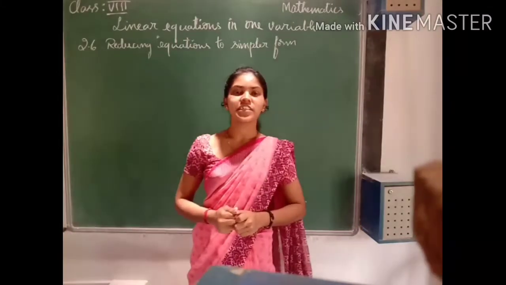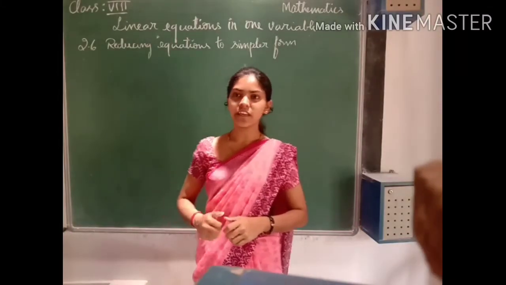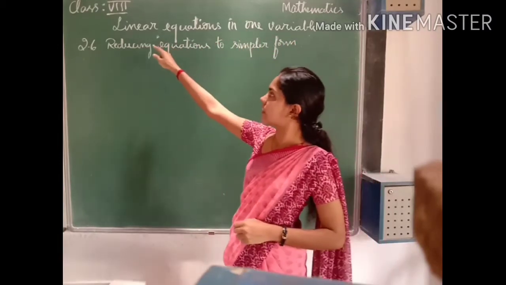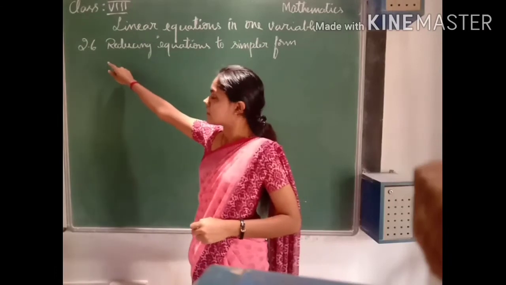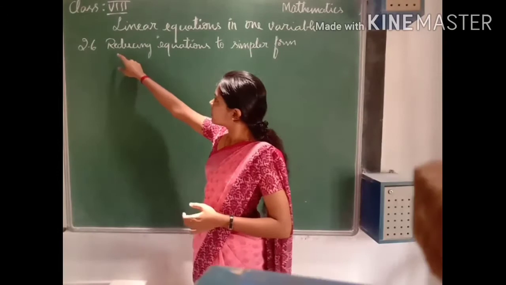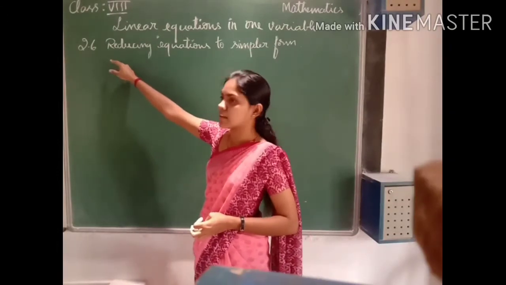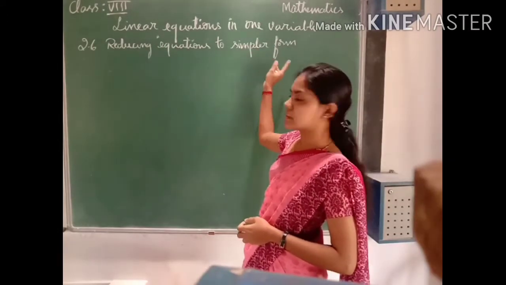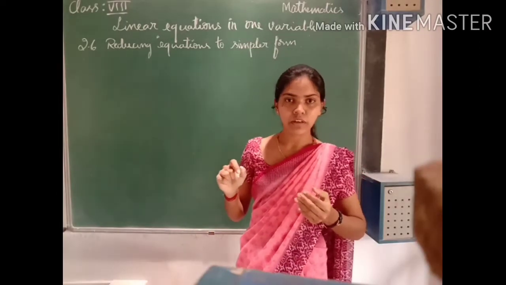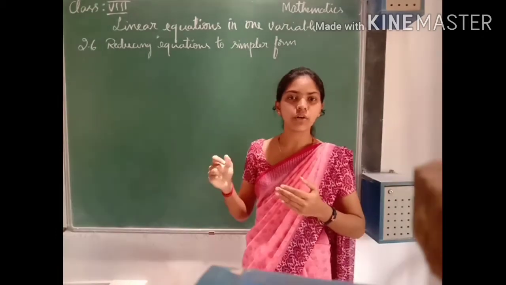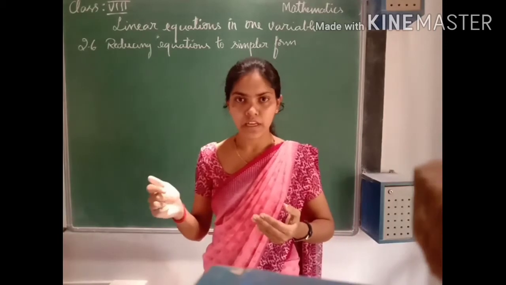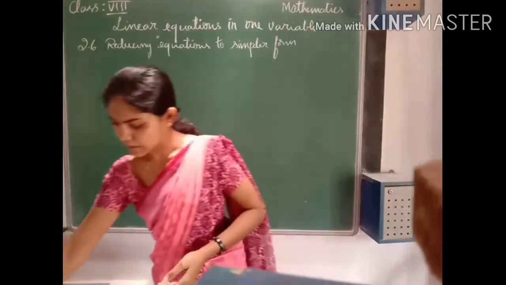Good morning dear students. Today I am going to continue the chapter linear equations in one variable, 8th standard topic. The first concept I am going to explain is 2.6, reducing equations to simpler form. Sometimes the equation may have two or more variables in it. So how to solve such type of problems? Let me take one example.